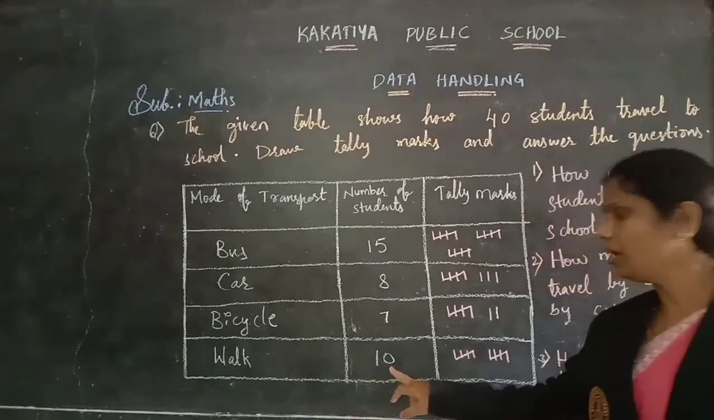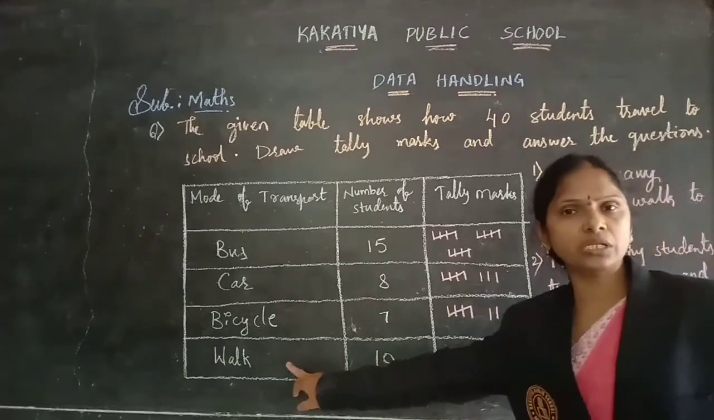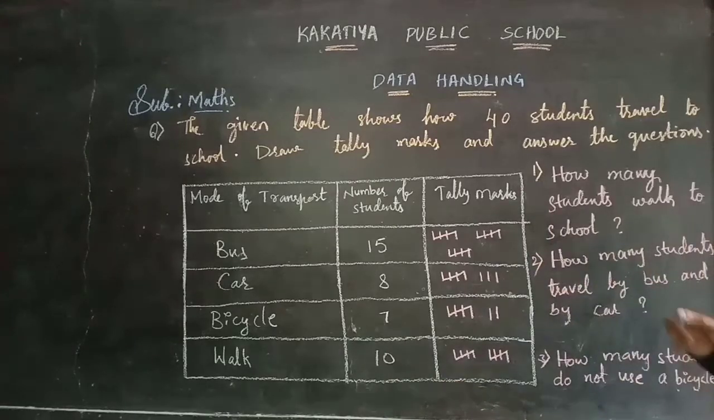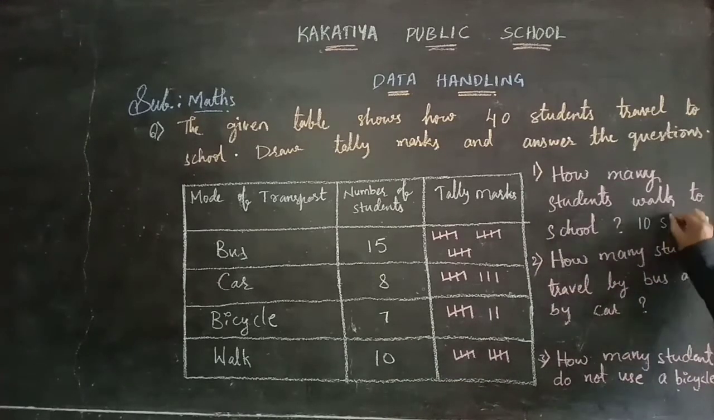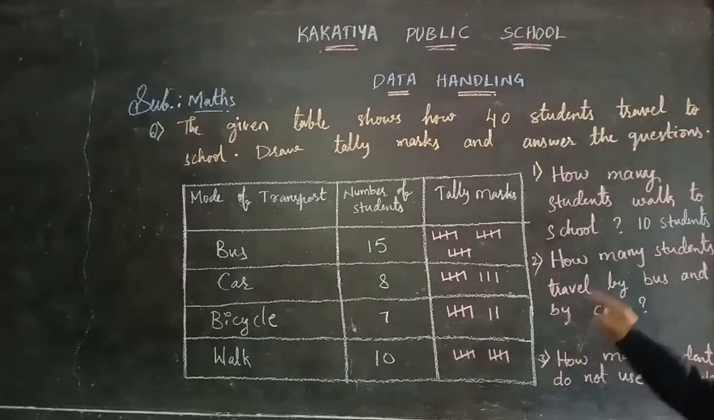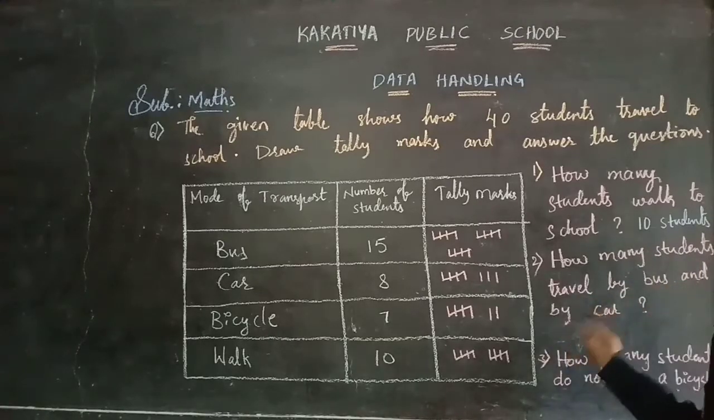See, they have given the number 10 here, the number of students. So how many students are going by walk here? 10 students. So the answer for it is 10. 10 students are walking to school. Now, the second question here. How many students travel by bus and by car?